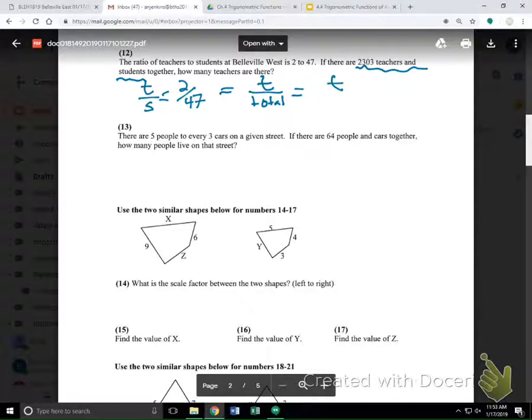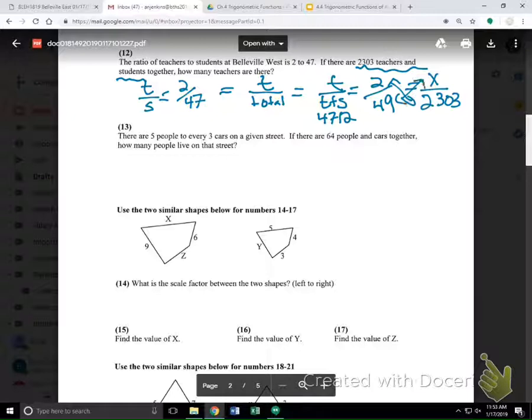So we have teachers over total, which is going to be teachers plus students. We know that that is 2 over 47 plus 2, which is 49. What's the point of making these numbers so big? Okay, now that I have this, I'm interested in the number of teachers over 2,303, which is our total.